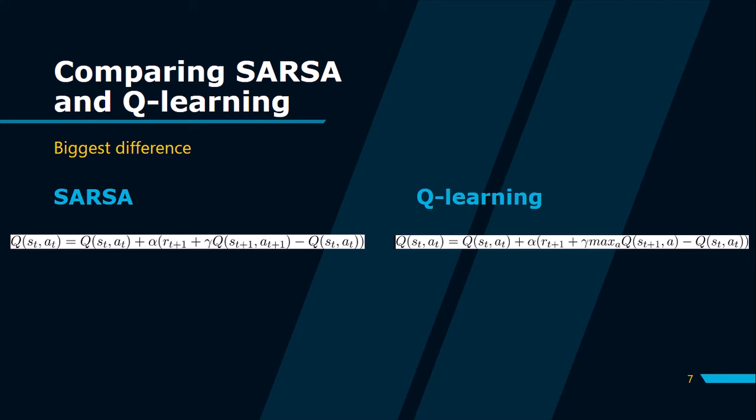Now I'm going deeper into comparing SARSA and Q-learning, which is the main thing of the whole presentation. The biggest difference you can see here is that when SARSA updates the Q value, it updates based on the next action and state. For Q-learning, it updates based on the next state and the best action in that state according to the Q value.